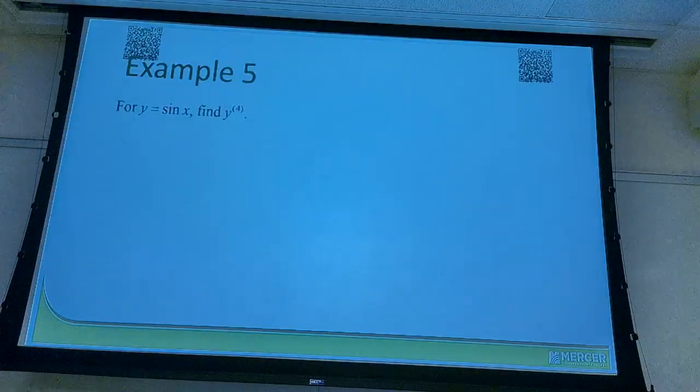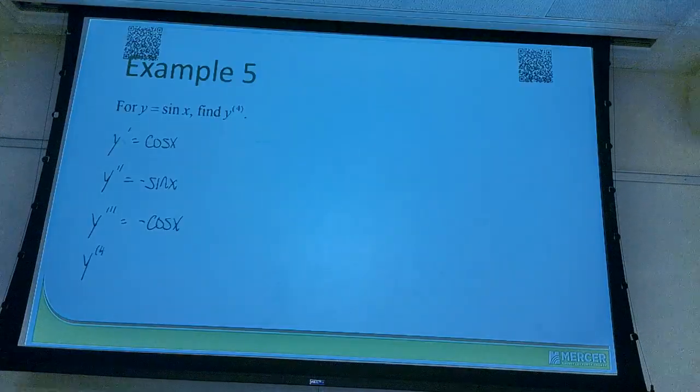y equals sine of x, find the fourth derivative. Let's start going. What is the derivative of sine? What is the derivative of cosine? What is the derivative of negative sine? What is the derivative of negative cosine?